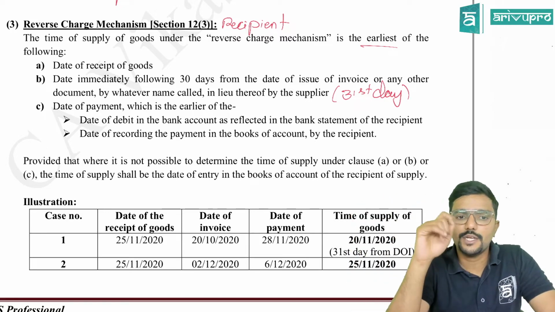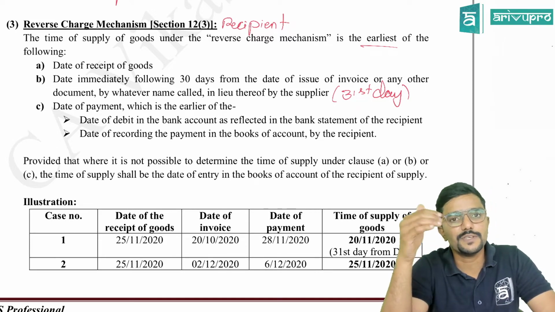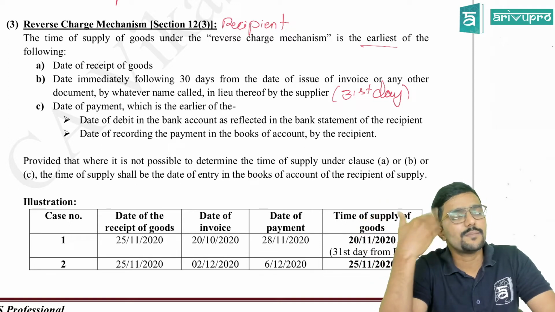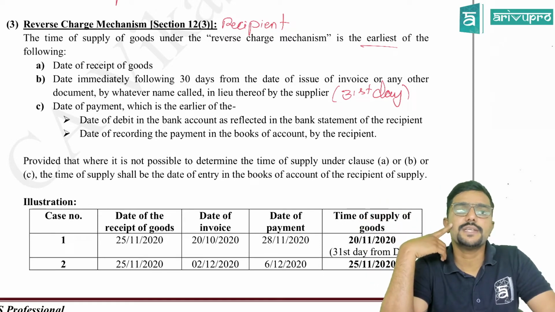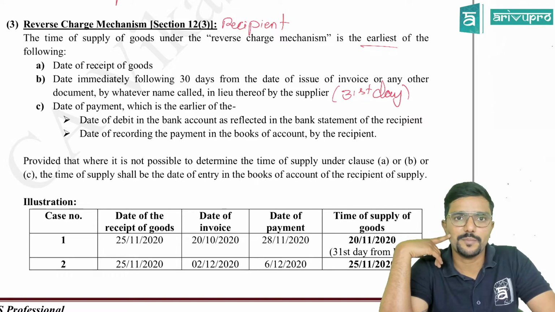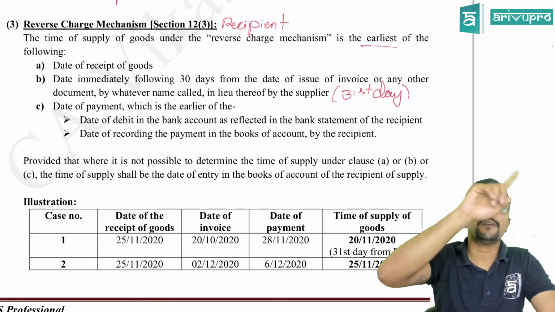Sometimes what happens, reverse charge mechanism is applicable when the supplier is not registered and the recipient is registered. So when the supplier is unregistered, he will not issue a tax invoice. He may issue any other document. In that case, we need to take the 31st day from the date of that document.